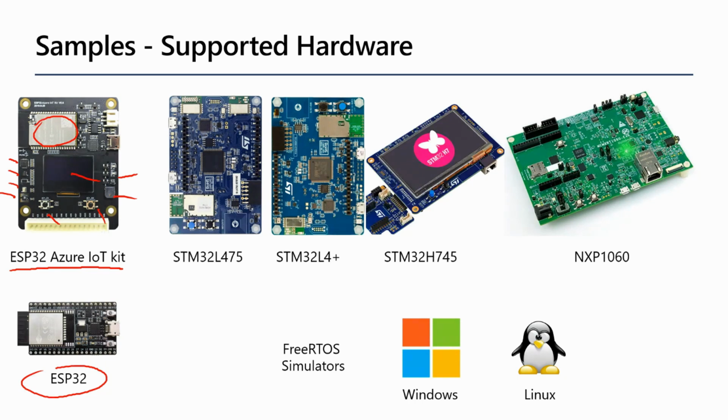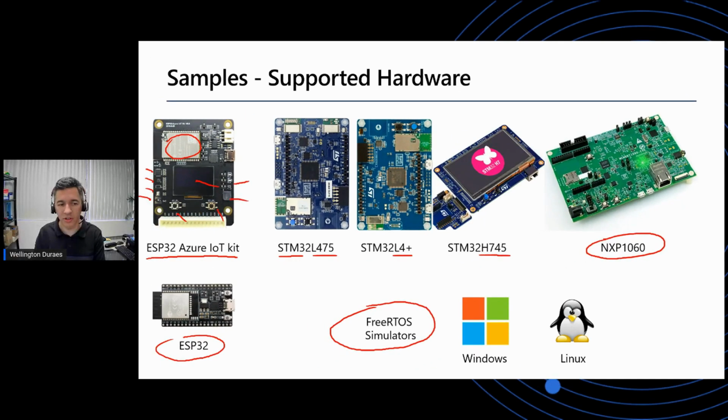We also have samples for a number of ST Microelectronics boards like the L475, the L4+, and the H745. We also have samples for the NXP 1060. And if you don't have any of these devices, you can still try our middleware by using one of these FreeRTOS simulators for both Windows and Linux.